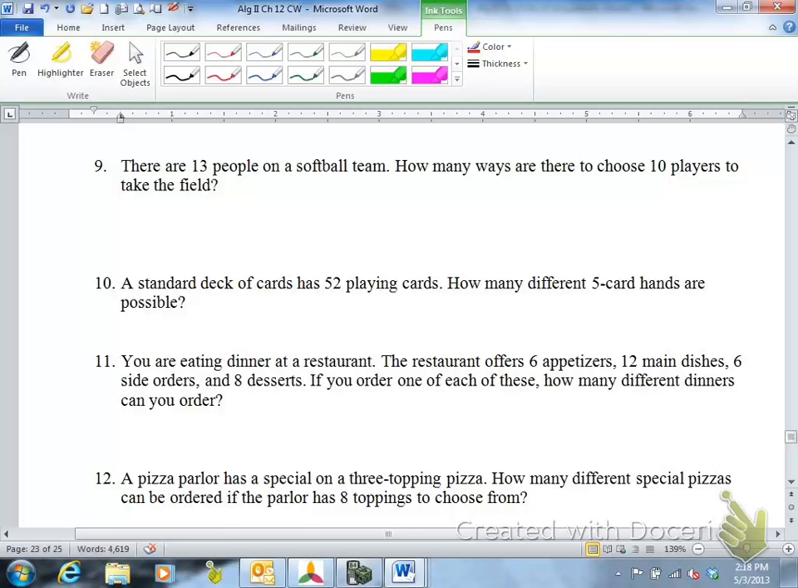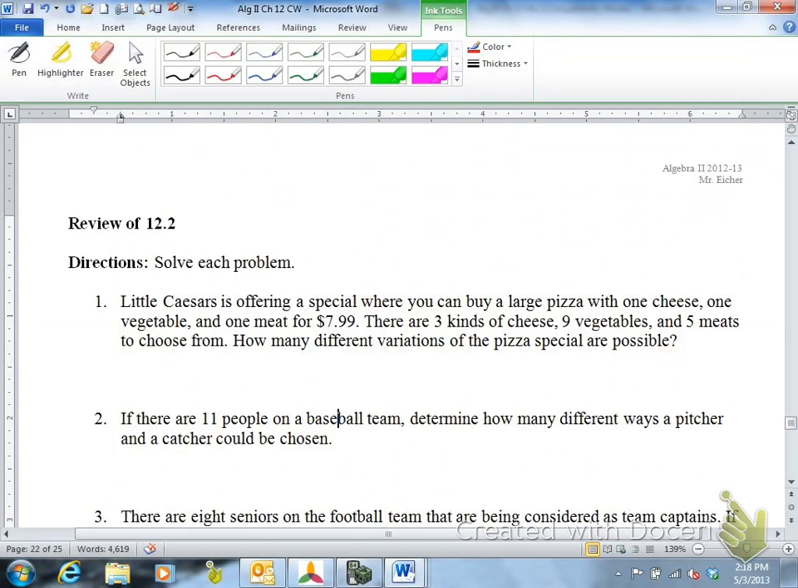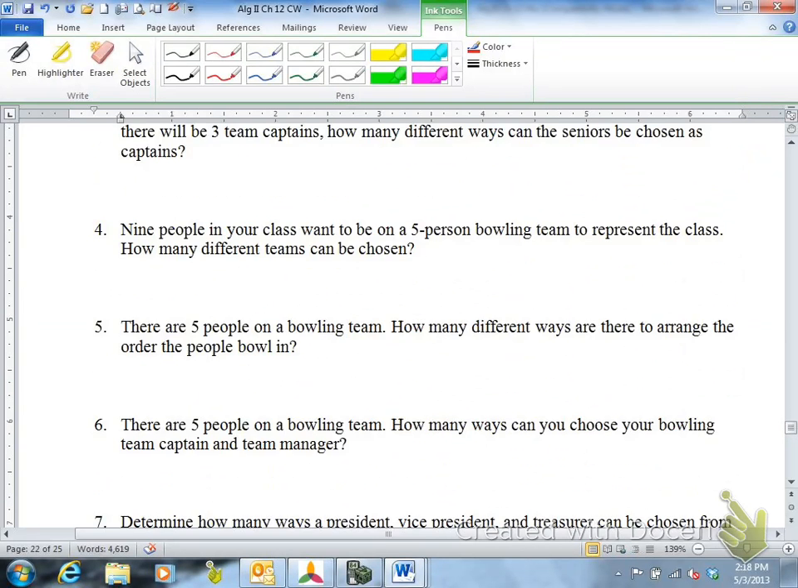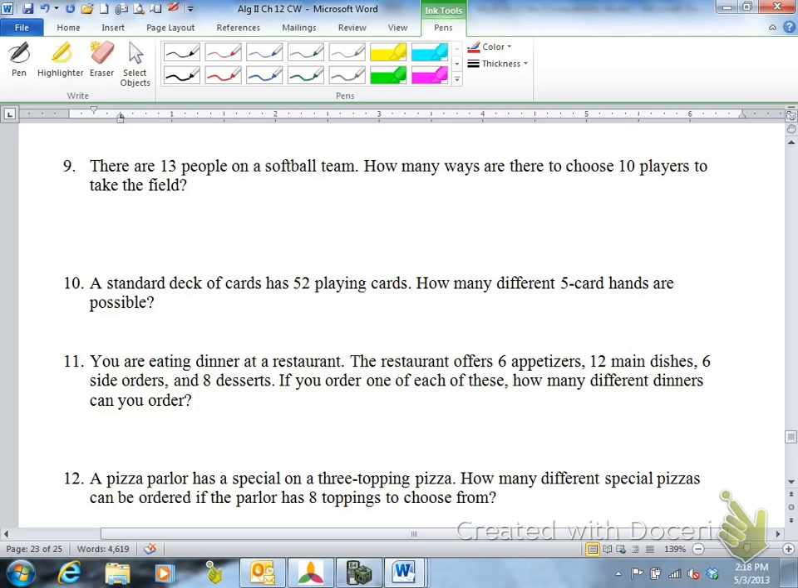Okay, this is a review on page 23 in your class notes. Yesterday we did a review of 12.2, and today we're going to continue reviewing. This is mainly about permutations and combinations and counting. I didn't really do any probability type questions, so I'd like to do these 3 pages.